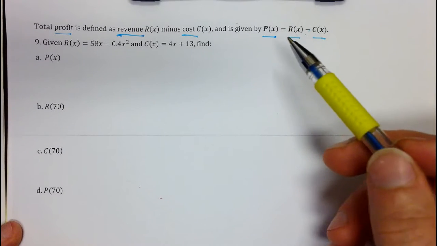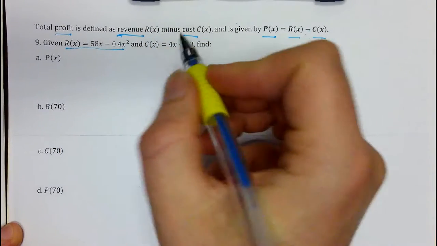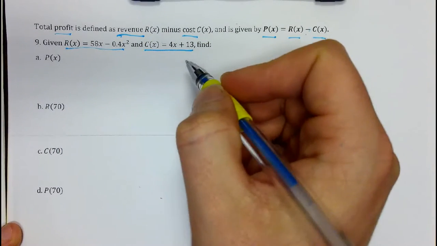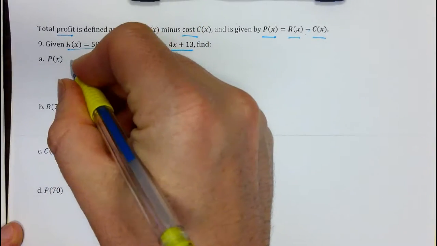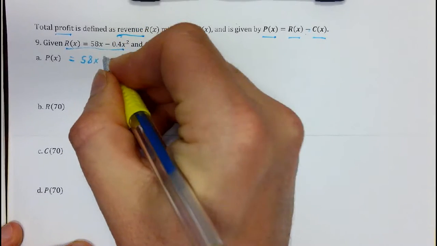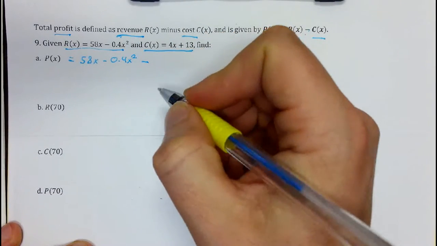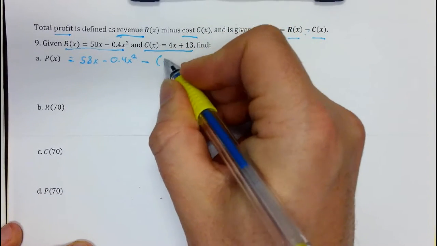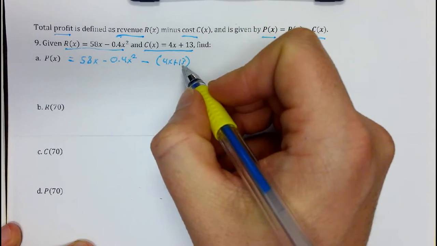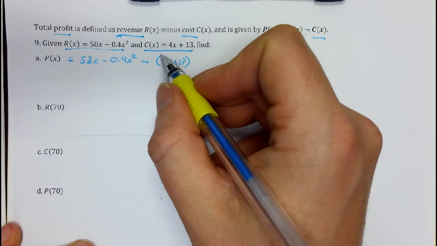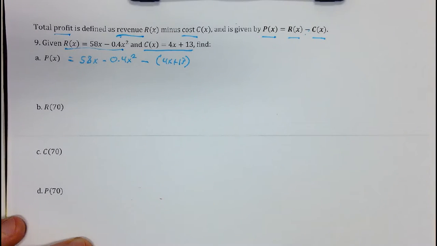So we're just going to take our revenue and subtract our cost. They gave us the revenue function, and they gave us the cost function. So let's do just what it says. Let's take our revenue, 58x minus 0.4x squared, and then from that we subtract the cost function, so minus (4x plus 13). I strongly recommend you put that in parentheses, because when you subtract a function, you need to change both of your signs. Writing in parentheses is an easy way to help you remember to do that.